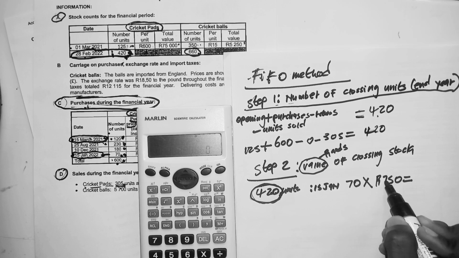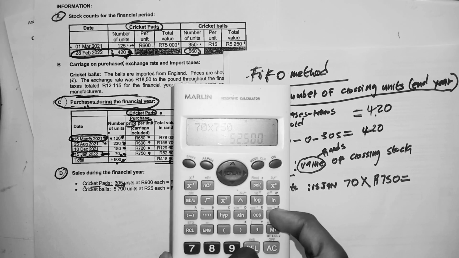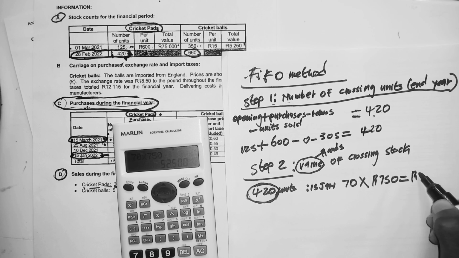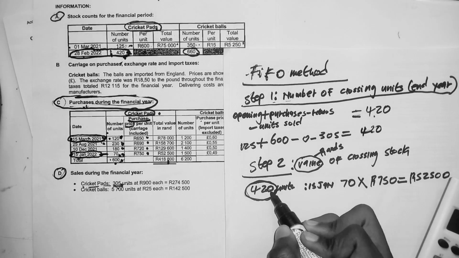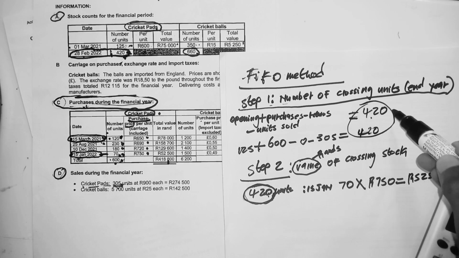So let's punch our calculator. 70 times 750. We get an amount of 52,500. So we write it down. 52,500. That's it. So we know out of our 420 units that we have at the end of the year, the units on hand at the end of the year, which is 420 at the end of the year.